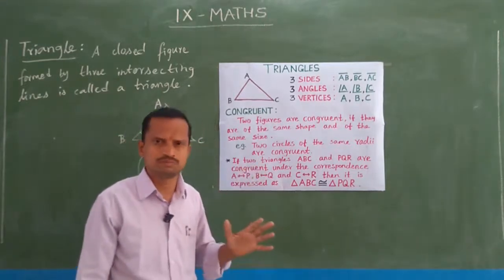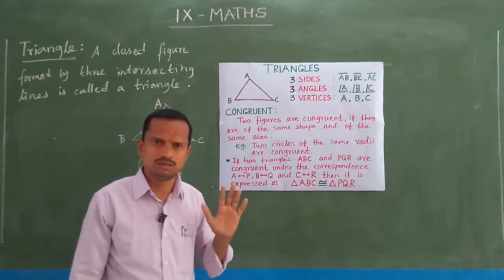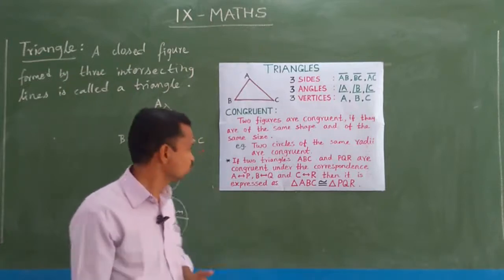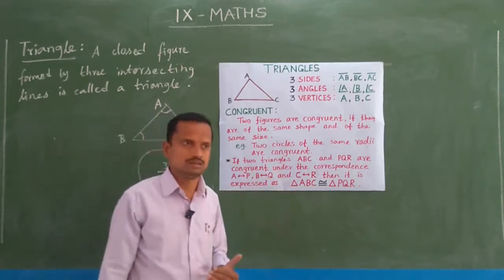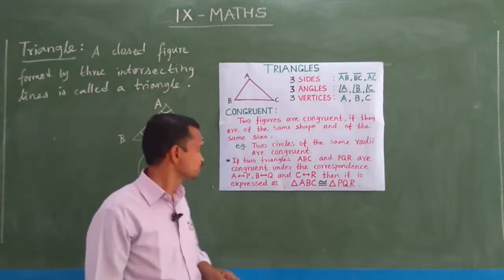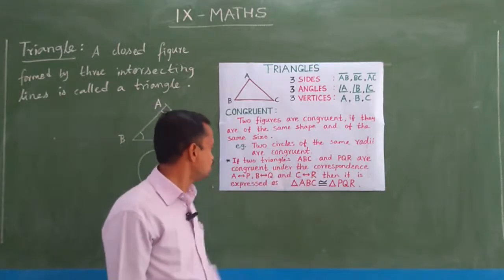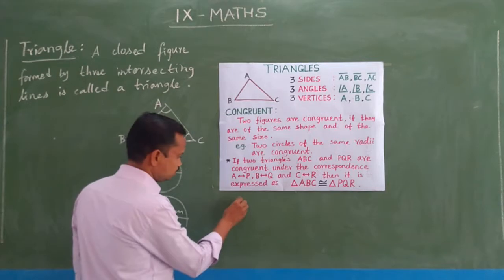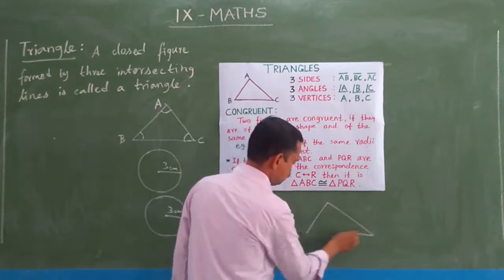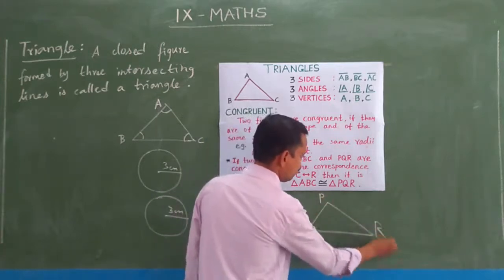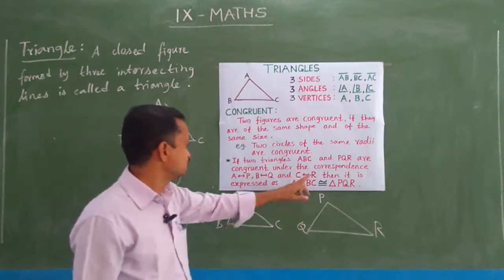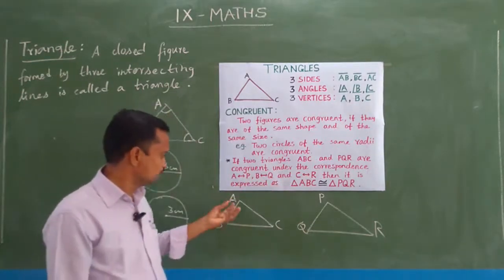Congruent means any shapes which are the same in appearance, and when we place them on each other they coincide. Now, coming to the chapter on triangles, you consider two triangles and how to say they are congruent. Suppose you take one triangle ABC and another triangle PQR. How can we say these two triangles are congruent?